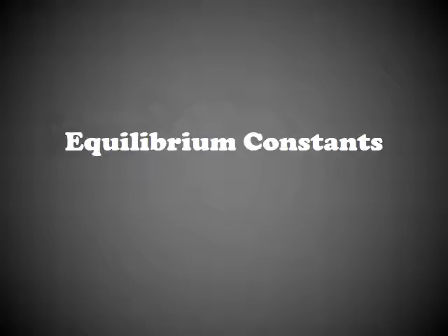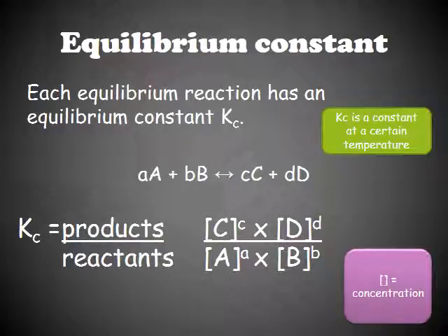So in our previous lesson, we looked at dynamic equilibrium. That's the case when the rate of the forward reaction is the same as the rate of the reverse reaction. Sometimes this is not always the case. Sometimes the rates are different. This is where equilibrium constants come in. An equilibrium constant is a measure of where the equilibrium lies, whether it favors the products or the reactants.